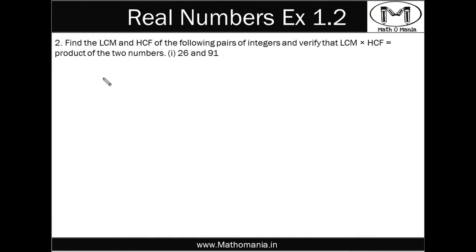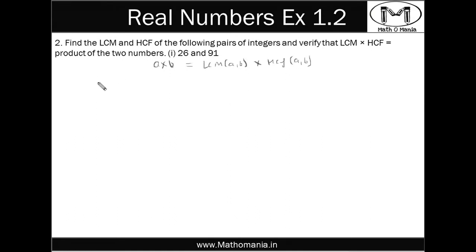Moving to the second question, we need to find the LCM and HCF of the following given pairs, and also we need to verify that LCM into HCF of two numbers is equal to the product of the two numbers. So we know that the property is that the product of two numbers is always equal to the product of their LCM and their HCF. We need to verify this property as well.